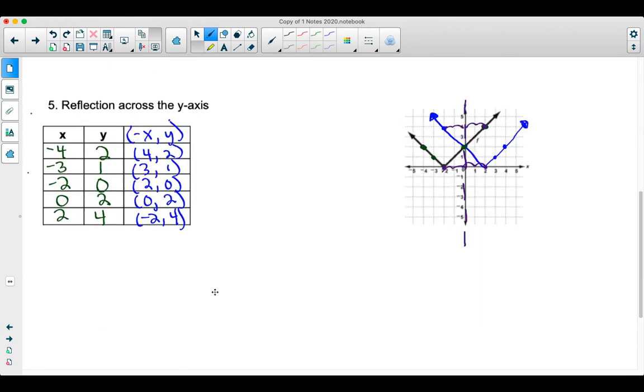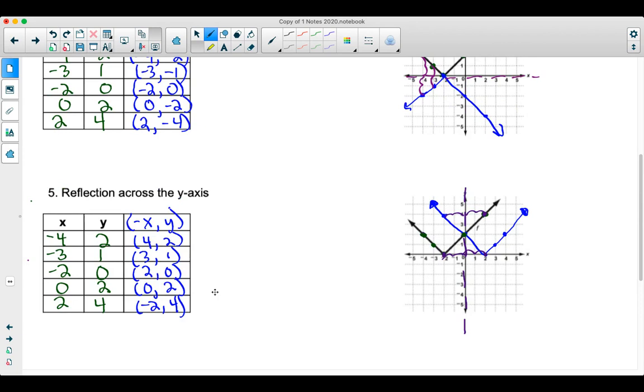All right, so that covers translations and reflections. Try your practice for 1.8 part 1.